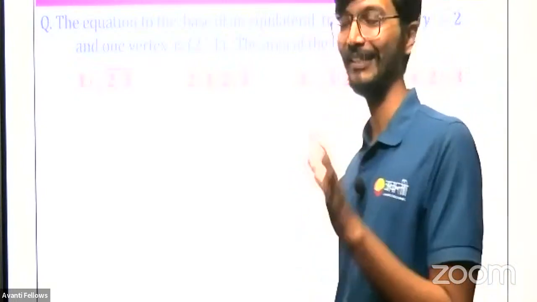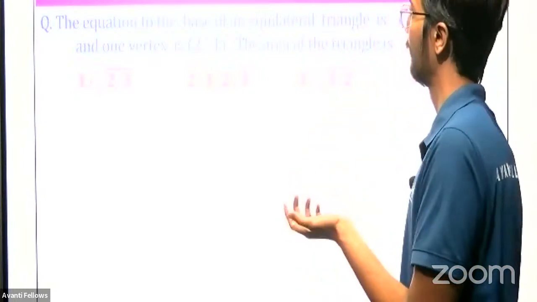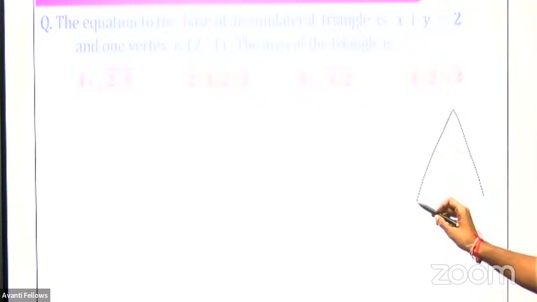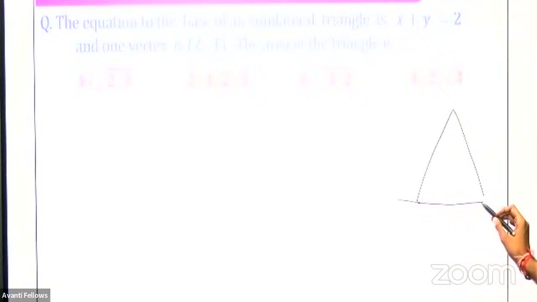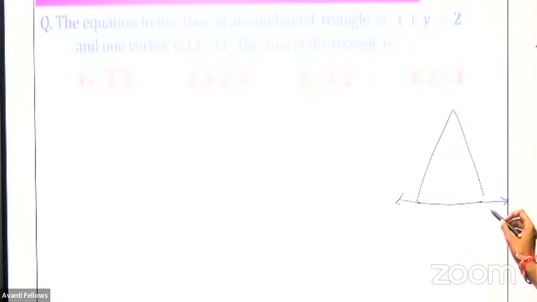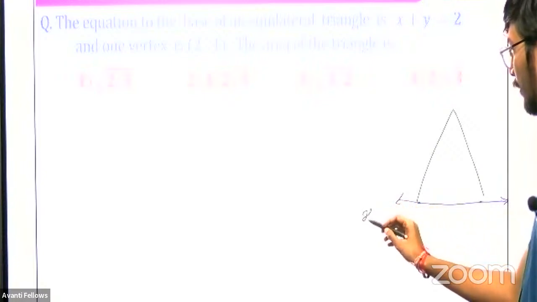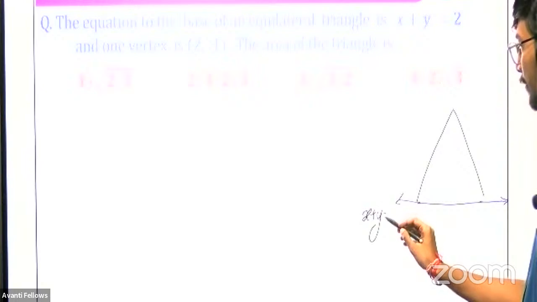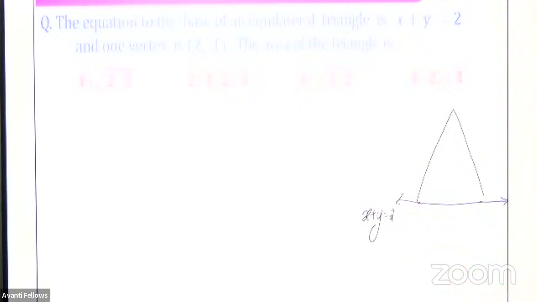So let us read the question again. The question says the equation to the base of an equilateral triangle is this. So I have an equilateral triangle whose equation of the base is given as x plus y is equals to 2. And one of the vertex is 2 comma minus 1.